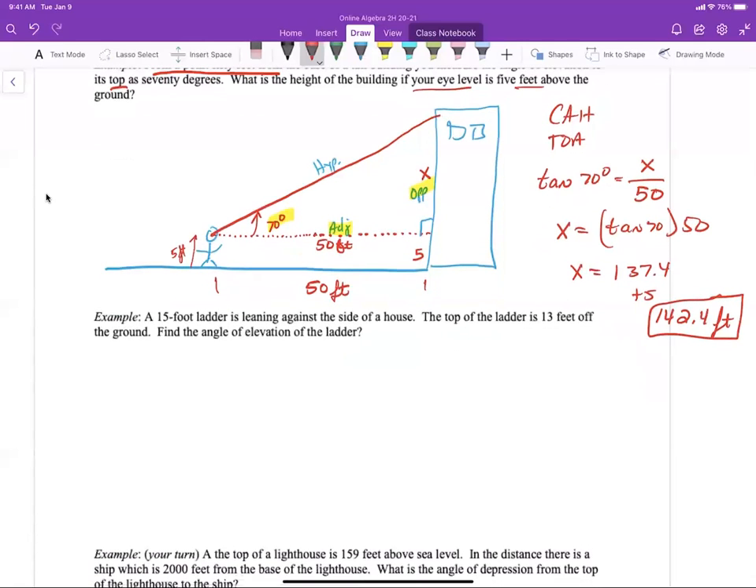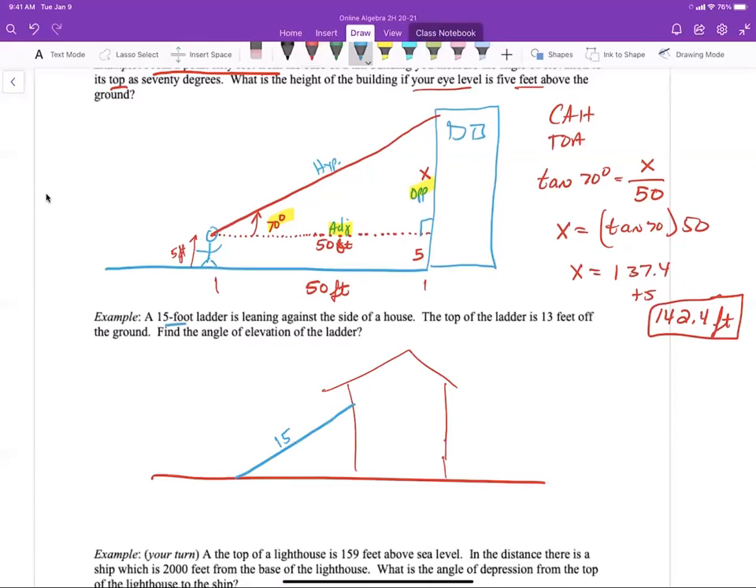A 15-foot ladder is leaning against the side of a house. Here's my house. Here's the ground. And here is this ladder. How long is the ladder? It said 15 feet. The ladder is 15 feet. The top of the ladder is 13 feet off the ground. They just told me this height, or this length, is 13.